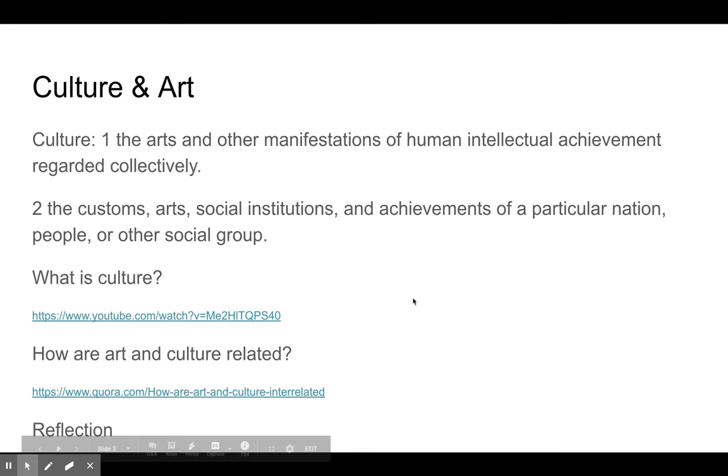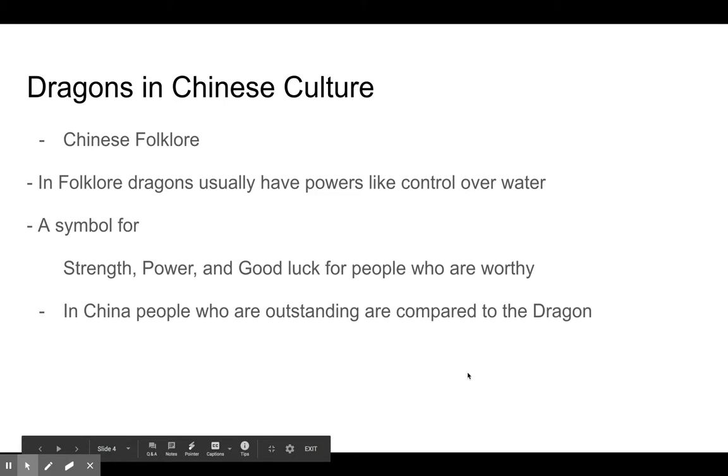Culture and art. So culture has a lot of different definitions, but it's basically the art and other manifestations of human intellectual achievement. And that's a fancy way of saying it's all the things that make a group of people or a place unique, like their traditions and their values. And I realize you don't have access to these links, so we're not really going to worry about that right now. But I wanted you to get the gist of what culture is. And culture is different for everyone and lots of different places.